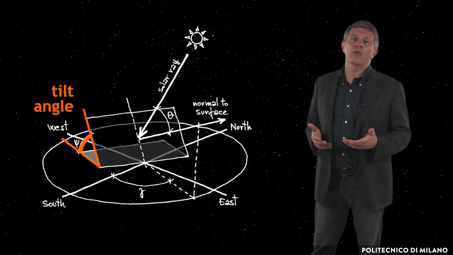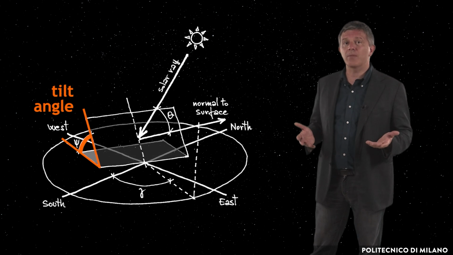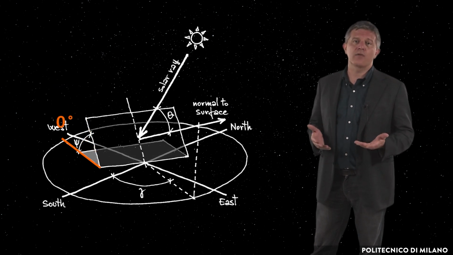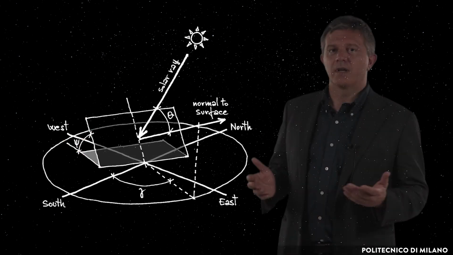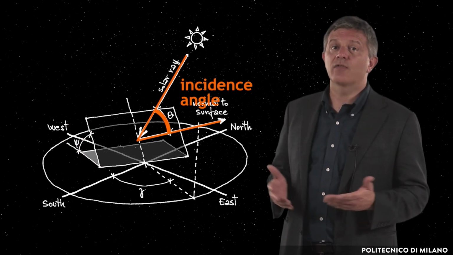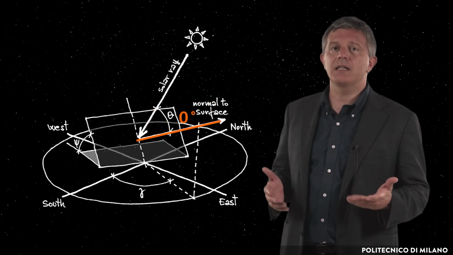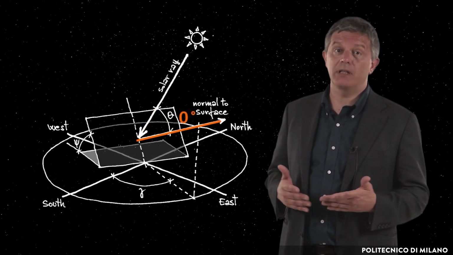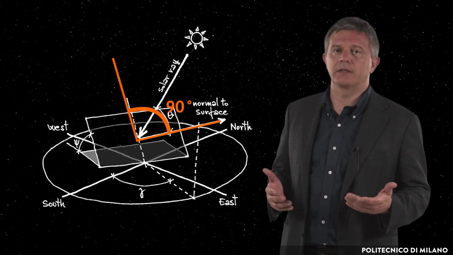Psi, tilt angle of the surface, indicates the angle formed by the surface with the horizontal plane. It is 0 degrees for horizontal and 90 degrees for vertical arrangement. Theta, incidence angle, it is formed by the sun rays with the normal to the irradiated surface. It is 0 degrees when sun rays are perpendicular to the surface and 90 degrees when they are parallel to it.